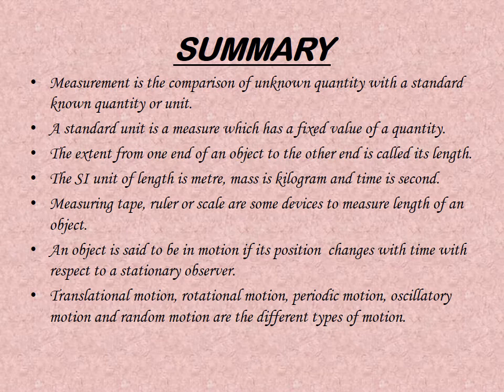An object is said to be in motion if its position changes with time with respect to a stationary observer. Translational motion, rotational motion, periodic motion, oscillatory motion, and random motion are the different types of motion.